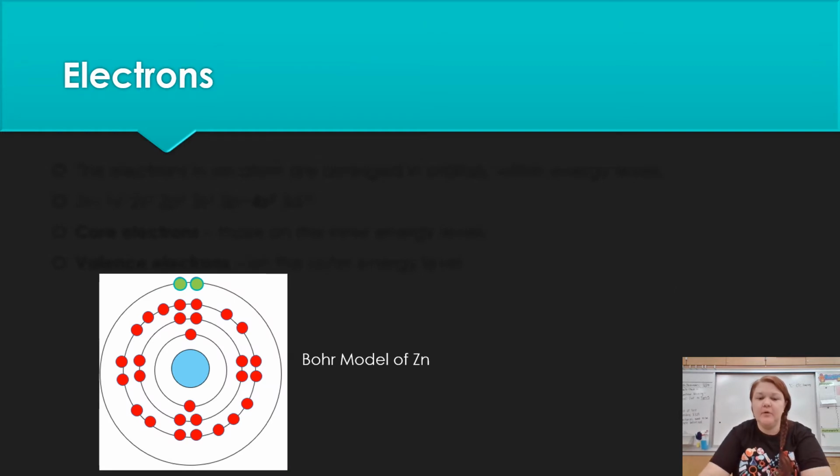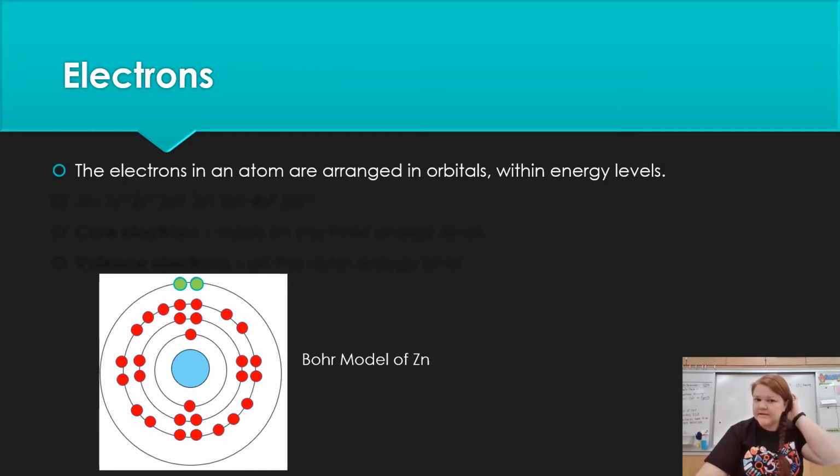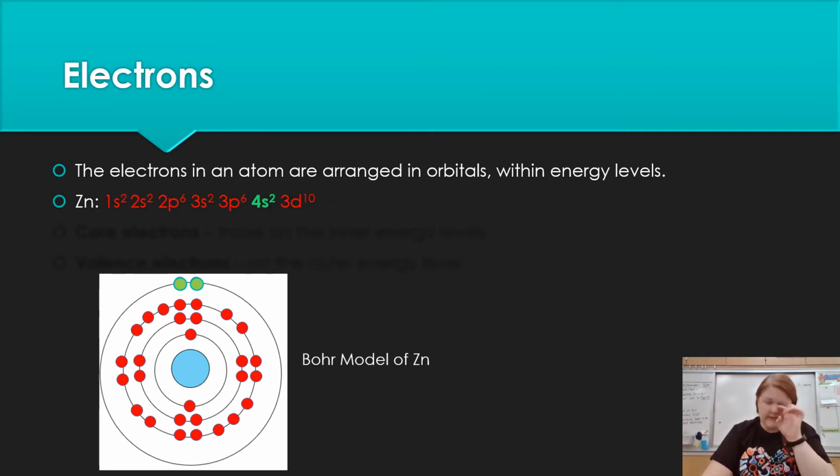All right, talking more about electrons. The electrons in an atom are arranged in orbitals within energy levels. So the orbitals are the s, p, d, and f shapes. The energy levels are the rings around our Bohr model, or the different areas where we find electrons. So we can make some connections between our electron configuration and this Bohr model.